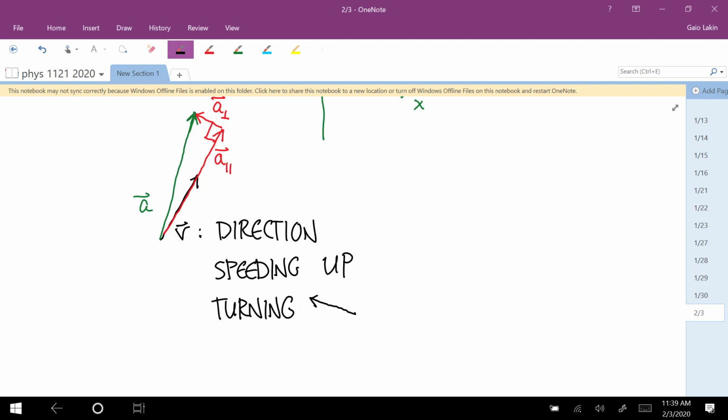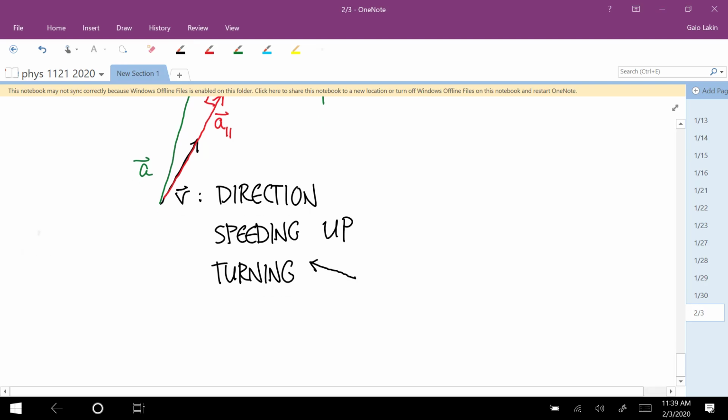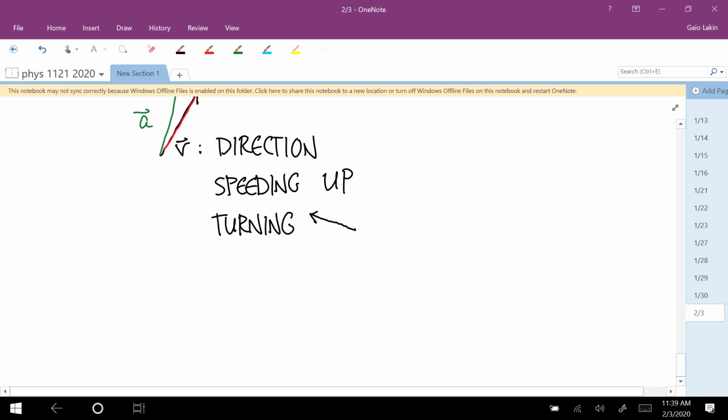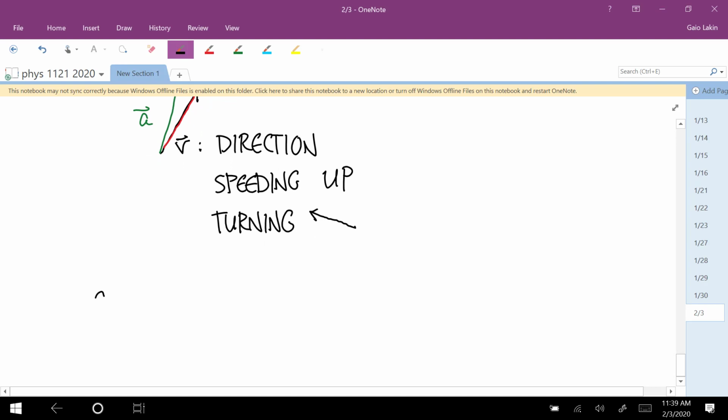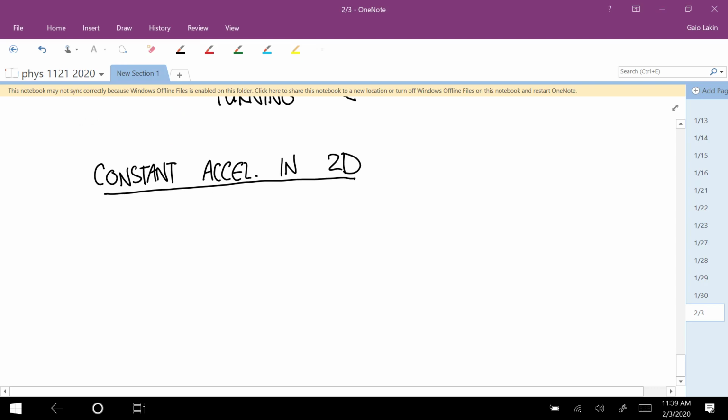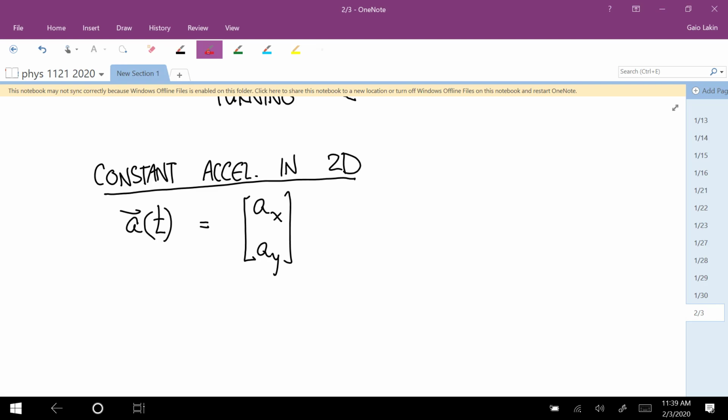The most important type of accelerations that we're going to deal with in two dimensions is constant acceleration. So constant acceleration in 2D, and in a lot of ways it's very similar to constant acceleration in 1D. What this means is that acceleration as a function of time is just equal to ax, ay, and those two things are constants.